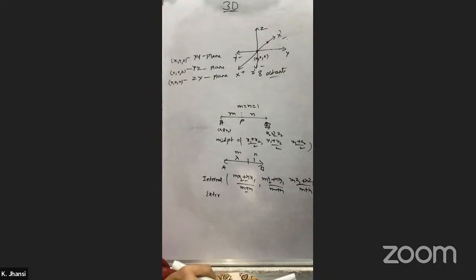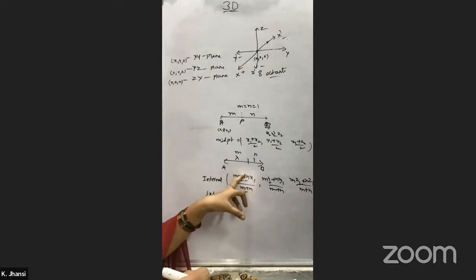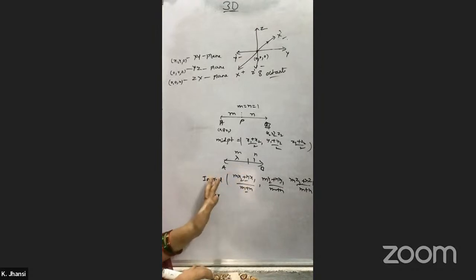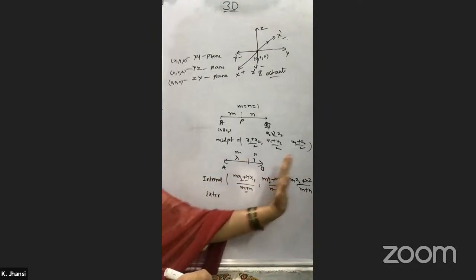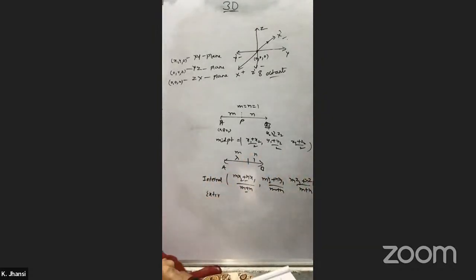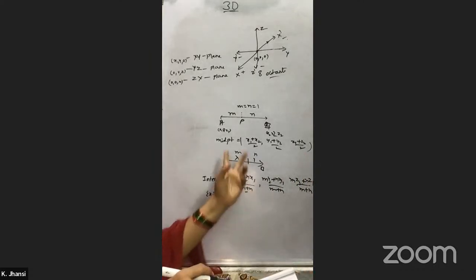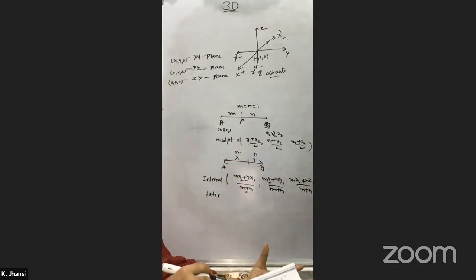So already points are given and even ratio is also given. Just substitute in this formula, and you will get the coordinates: X coordinate, Y coordinate, Z coordinate. Okay. In some cases, they'll give the points and the ratio will not be given in the question. We have to find the ratio of that one. Okay. So that question will be like this.